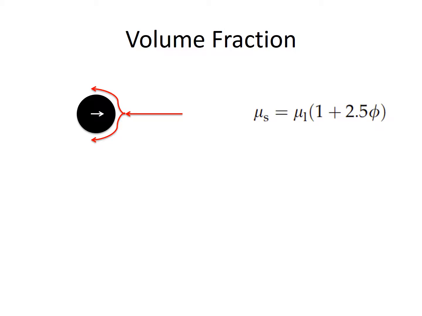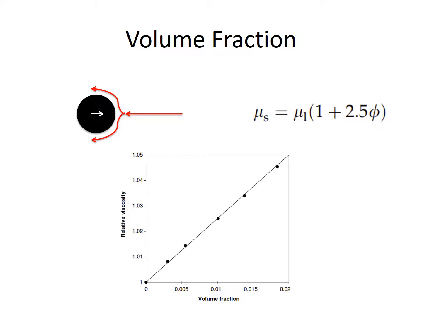Albert Einstein was able to quantify the effect of volume fraction on viscosity in the equation shown here, where μL is the original viscosity, phi is the volume fraction, and μs is the new viscosity. We see that this relation holds true, but only for very low volume fractions, around less than 10%. Beyond that, things start to get a little hairier.